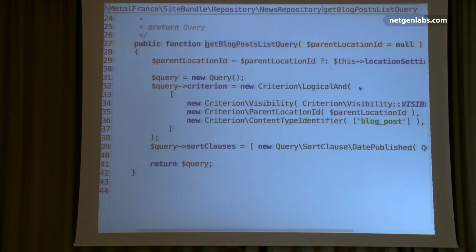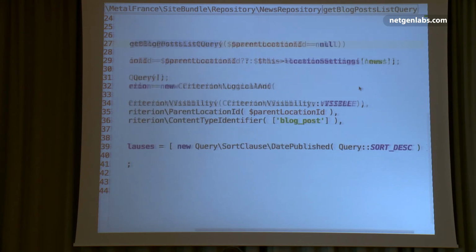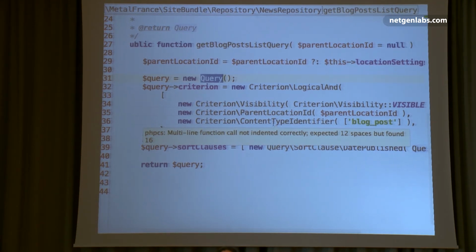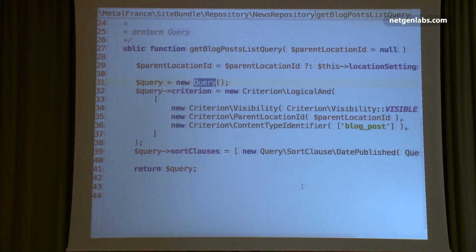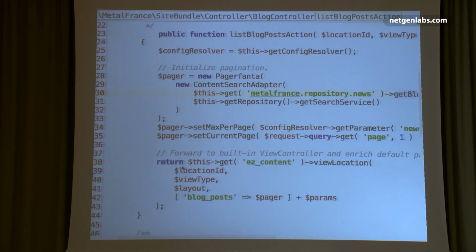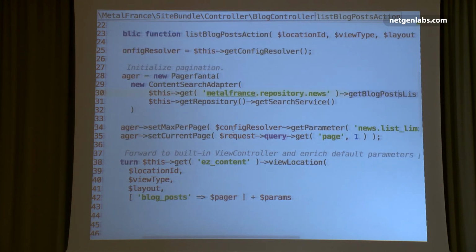So this is what it looks like. Here, define a new query with some criteria like visibility, parent location ID, and the content type identifier. I'm basically doing a fetch here, right? And the sort clause and returning the query. This query object will be passed to the content search adapter, and we then set max element per page and which page we are on.